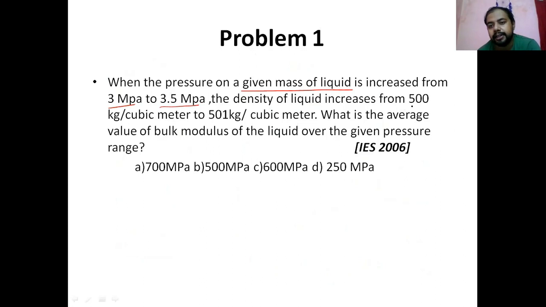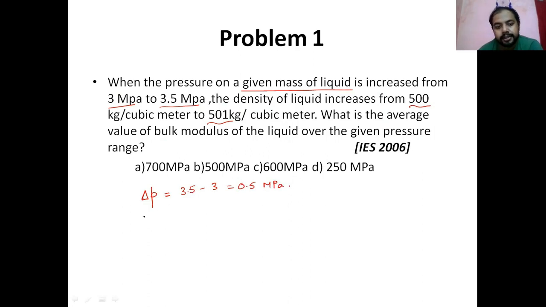Your density is changing here from 500 to 501. So as you increase the pressure, your density change also occurs. What is the average value of the bulk modulus of the liquid over the given pressure range? So what is the change of the pressure here? Del P, the change of the pressure, is 3.5 final minus 3, so 0.5 megapascal.